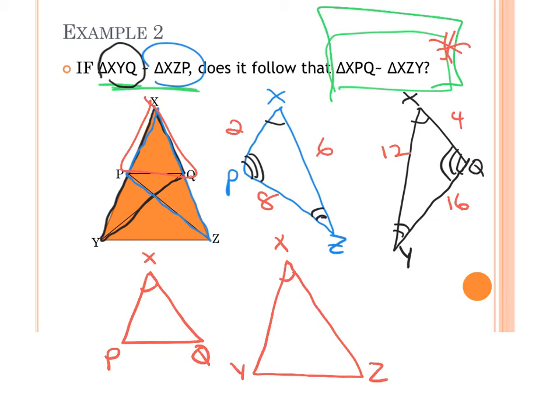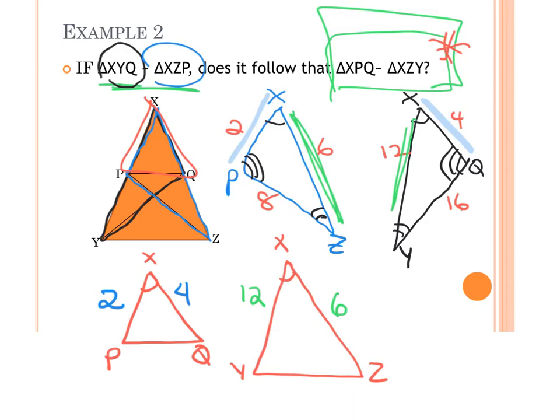Okay, so now I'm going to transpose those numbers into the other triangles I just drew at the bottom. So I can see that side XP is 2. I can also see side XQ is 4. And then I can also see that side XZ is 6, and side XY is 12.